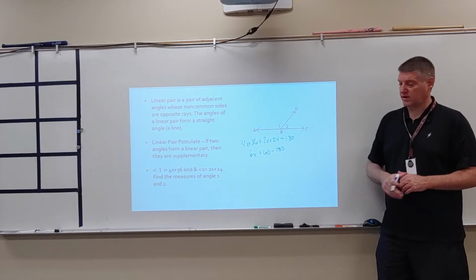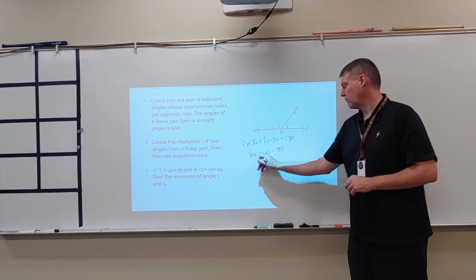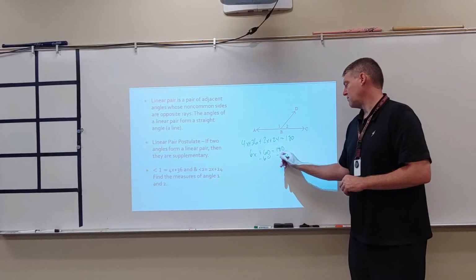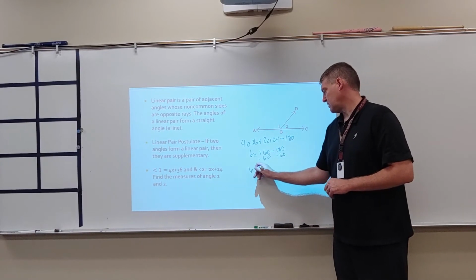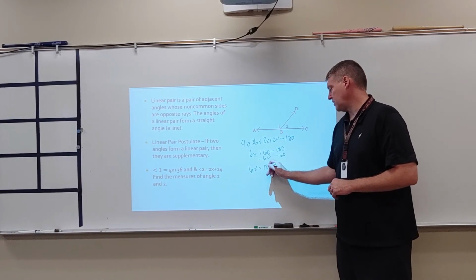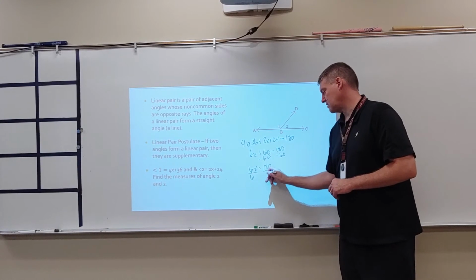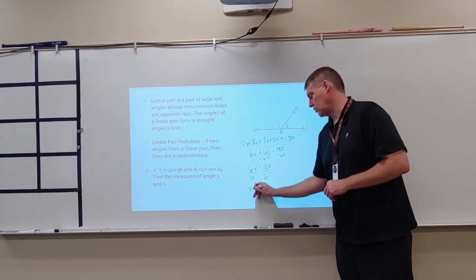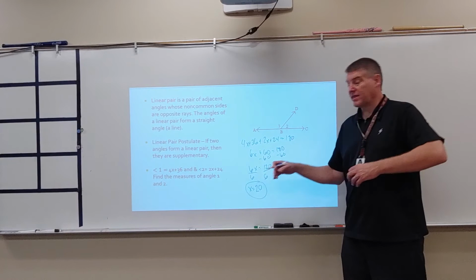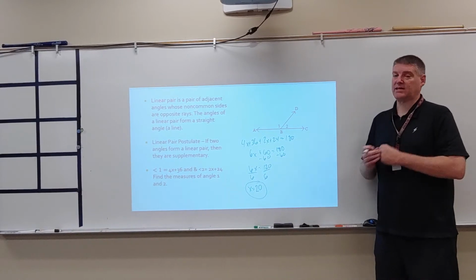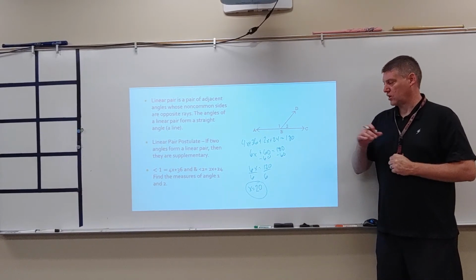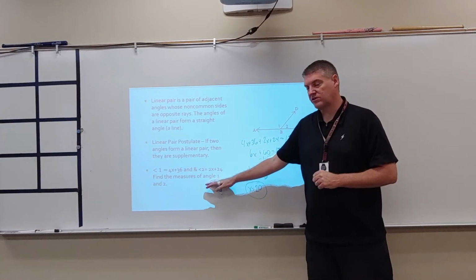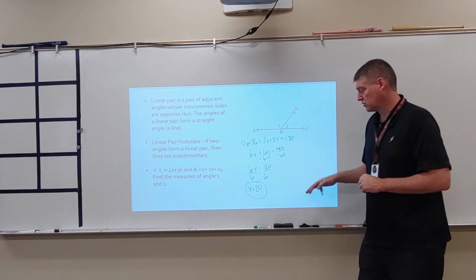And now I'm going to solve it. So I'm going to subtract my 60 over. So minus 60 minus 60, 6x equals 120. And I'm going to divide by 6. X equals 20. All right. That's nice to know. It does not answer our question. Our question was, what are the measures of angle 1 and angle 2?